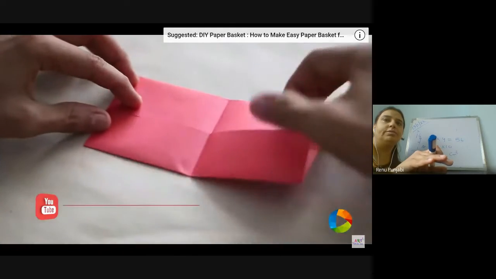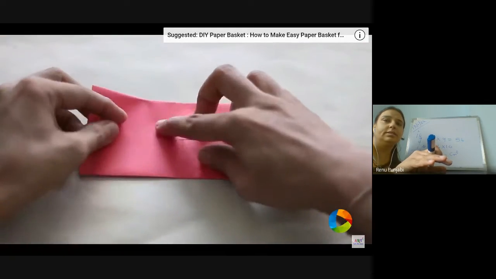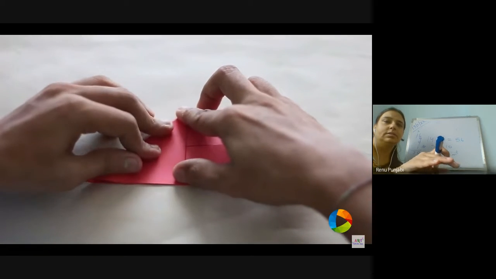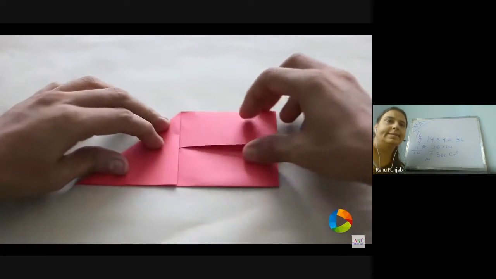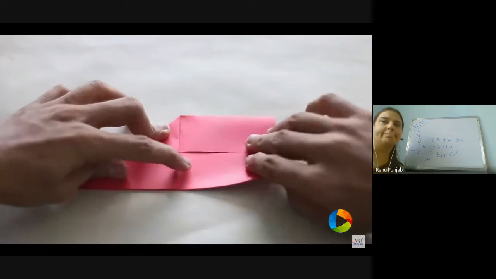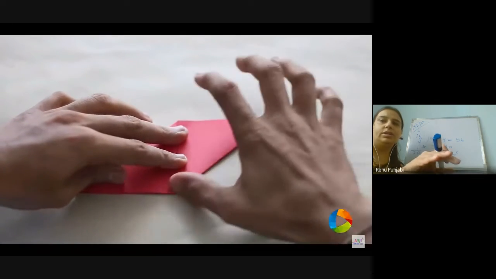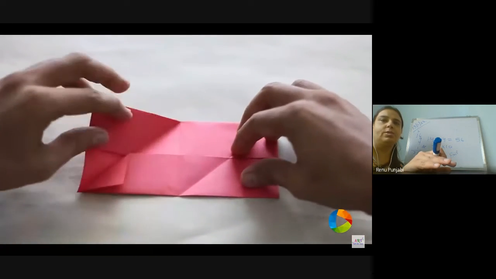Mohit, mute yourself. Voice is breaking. If you have paper, you can try along with it.